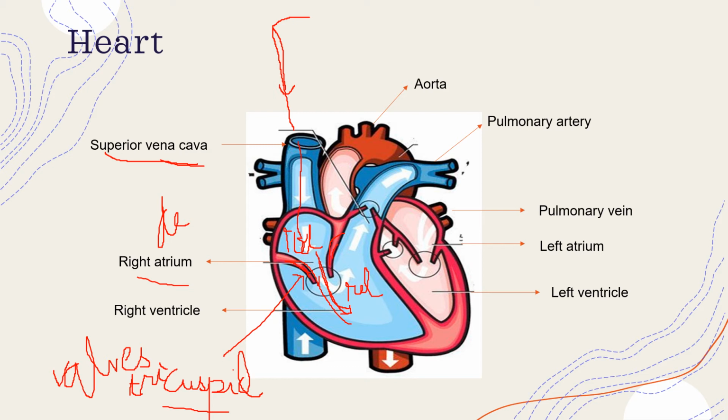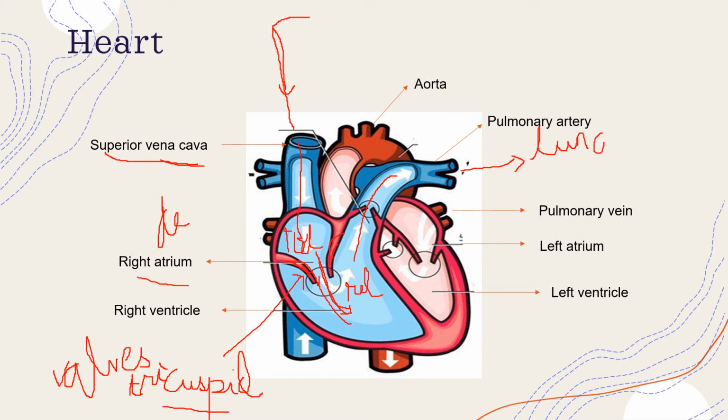Yes. Now from the right ventricle, the blood passes on to the pulmonary artery. This is the only artery which carries the deoxygenated blood. Now this deoxygenated blood, with the help of the pulmonary artery, is taken to the lungs, children.